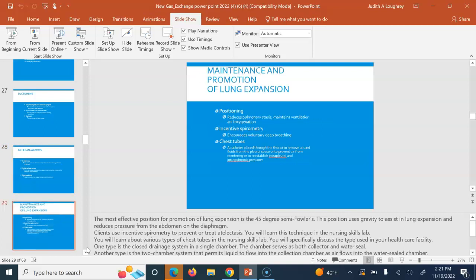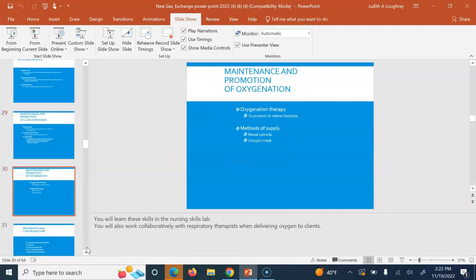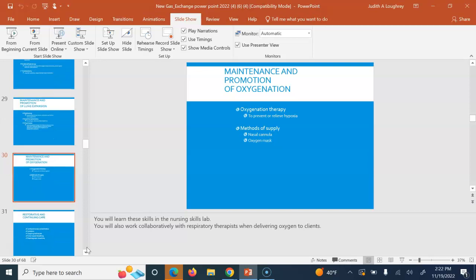Maintenance and promoting lung expansion: positioning, incentive spirometry, and chest tubes are some of those. Promoting oxygenation: oxygen therapy. The methods of supply we see are nasal cannula and oxygen.